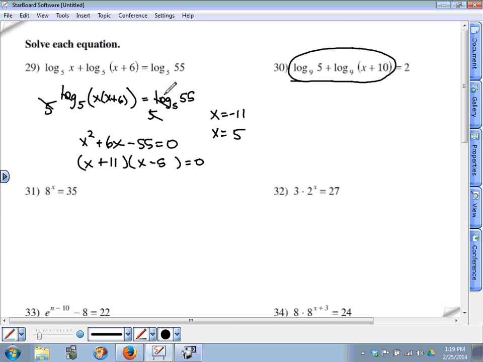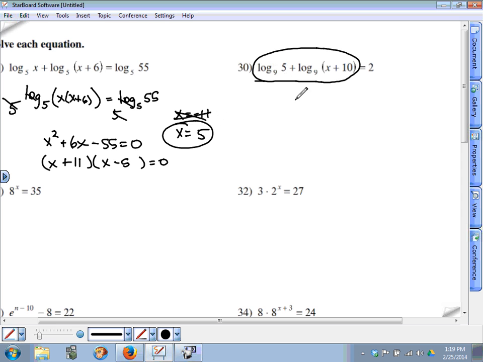Now you always got to check, remember you can only take a logarithm of positive expressions. That doesn't mean that x can't be negative, but what that means is when you plug it into the expression, it has to become positive. If you plug in a negative 11 right here, or if you plug in a negative 11 right here, you would end up taking the logarithm of a negative number. That's an extraneous solution. The only one that works is x equals 5.